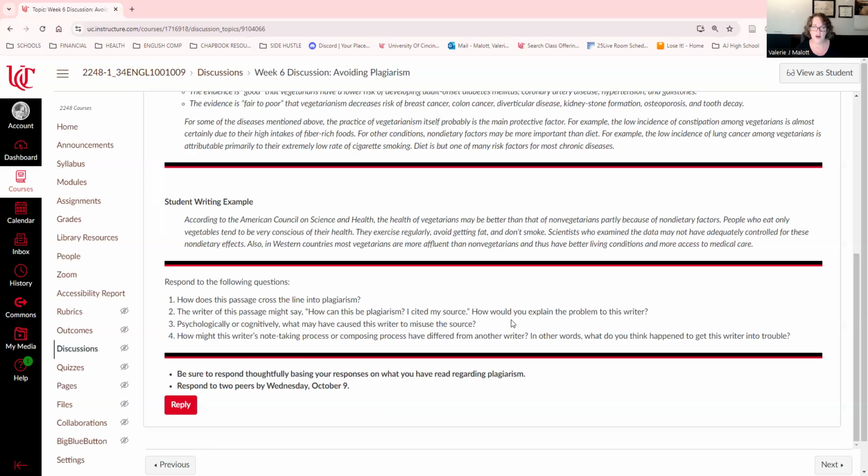And then psychologically or cognitively, what may have caused the writer to misuse the source, right? Could be that they didn't know any better, or they didn't really know the rules, or they were confused about how to paraphrase versus how to quote correctly, whatever the problem is, right? How might this writer's note-taking process or composing process have differed from another writer? In other words, what do you think happened to get this writer into trouble. So again, this points back to the assigned readings. It's really important that you do the readings and that you understand the nuances in plagiarism, right? Whether it's intentional or not.